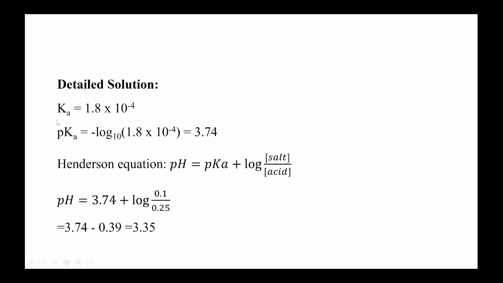So I told you Ka is given. From that, first you can calculate pKa. Like you were calculating pH, similarly you can calculate pKa. pKa came to 3.74. Now using this equation, you have pH, you have pKa, and the salt concentration is given, that is sodium formate. Acid concentration is given, that is formic acid. So just put all those things in the formula and solve this. You will get the answer.